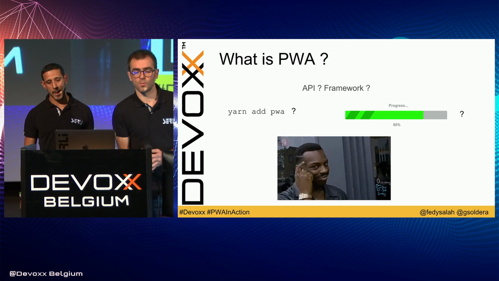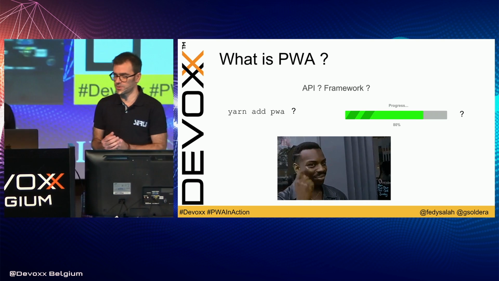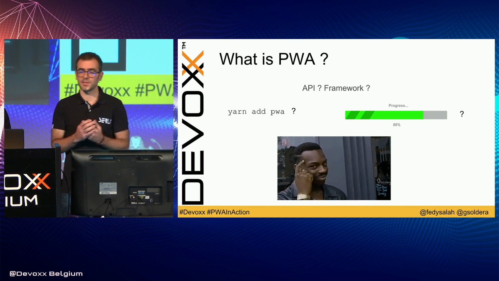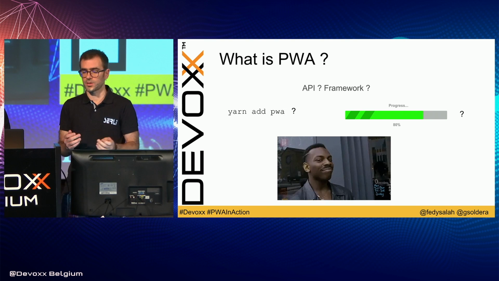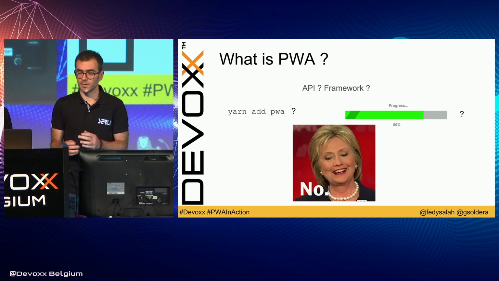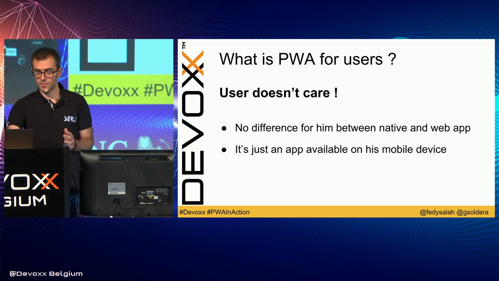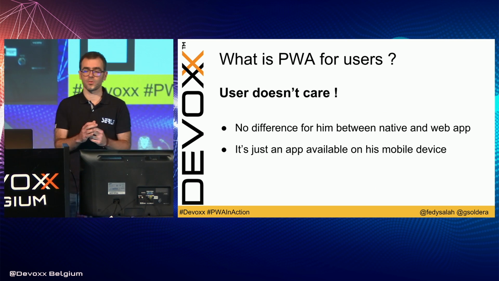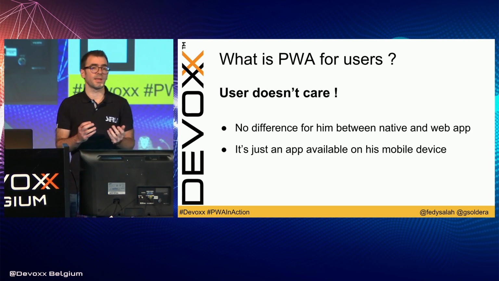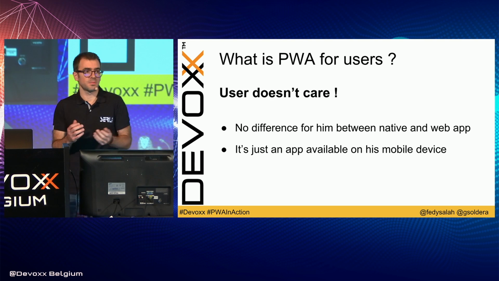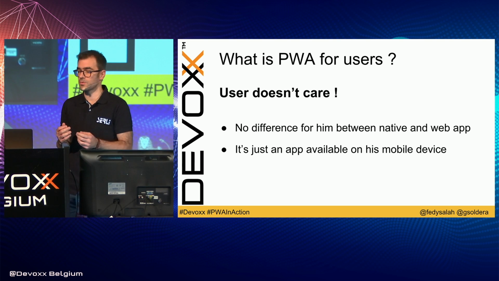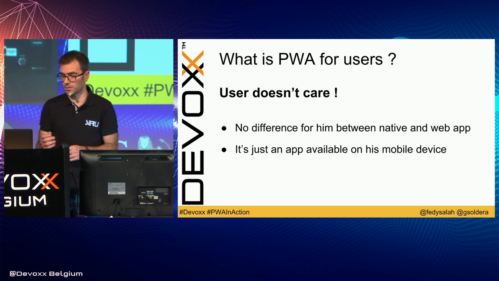So, what is a progressive web app? It's a question that is often asked. Is it an API? Is it a framework? Is it another JS lib? Or is it just an app with a progress bar? Nothing of that. First, from the user's point of view, the user doesn't care. For him, is it a native app? Is it a web app? It must make no difference for him. It's just an app that he can use on his smartphone like any app.